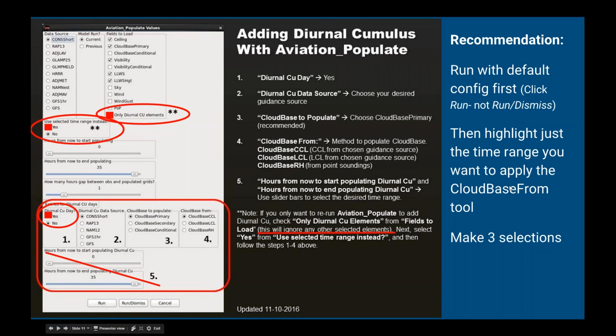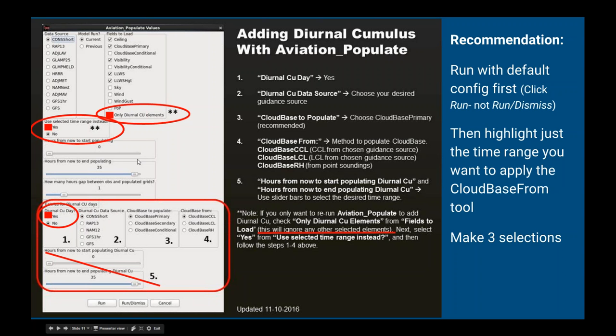All right, so to run this, you're going to make three selections. You're going to select only diurnal Q elements. Notice in the top part of this, all these other elements are still selected. If you check mark only diurnal Q elements, it ignores everything else. All right, so that's good. Then what you need to do is select your time range in your grids and then select yes for use selected time range. And then down at the bottom, you select yes for diurnal Q day.